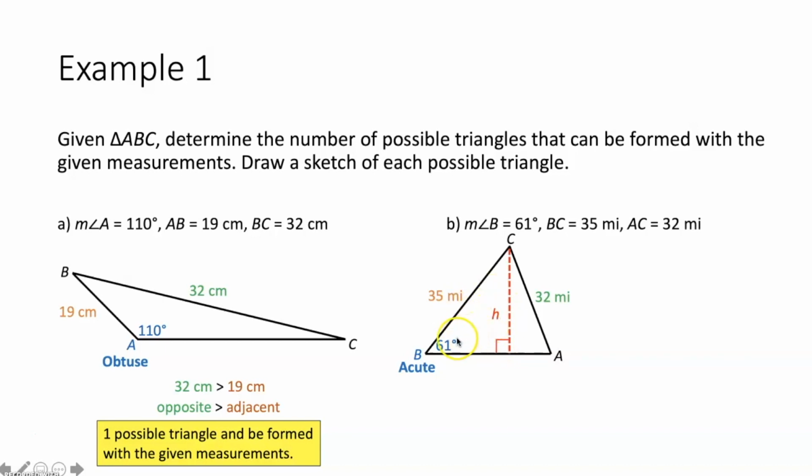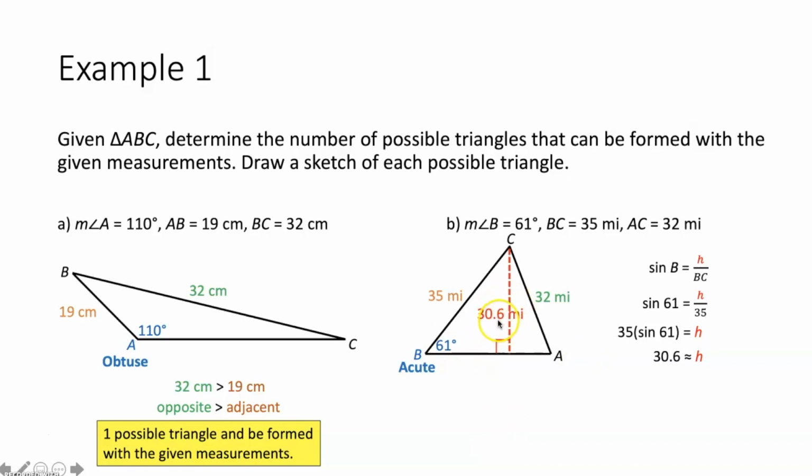So what trig ratio involves opposite over hypotenuse? That would be sine. So I'm going to say sine of my given angle is equal to the length of the side opposite our given angle over the length of the hypotenuse. Now I can solve for the height, solve for h by plugging in what I know. I know the angle measure is 61 degrees. That goes in here. I know the measure of segment BC is 35 miles. That's going to go in here. Now I can solve for the height by multiplying both sides by 35, plugging this in my calculator, and I get that the height of my triangle is approximately 30.6 miles.